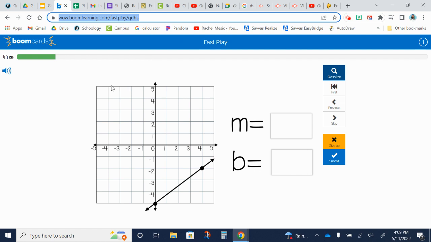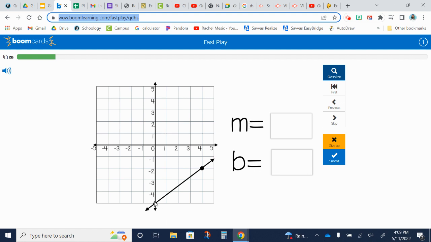Here we go. All right, so you are going to identify the slope, which they use the letter M. Someone says it's from the word montare, which means to go up in Latin. I just like to think of it as move. How are you going to move from one point to the next?